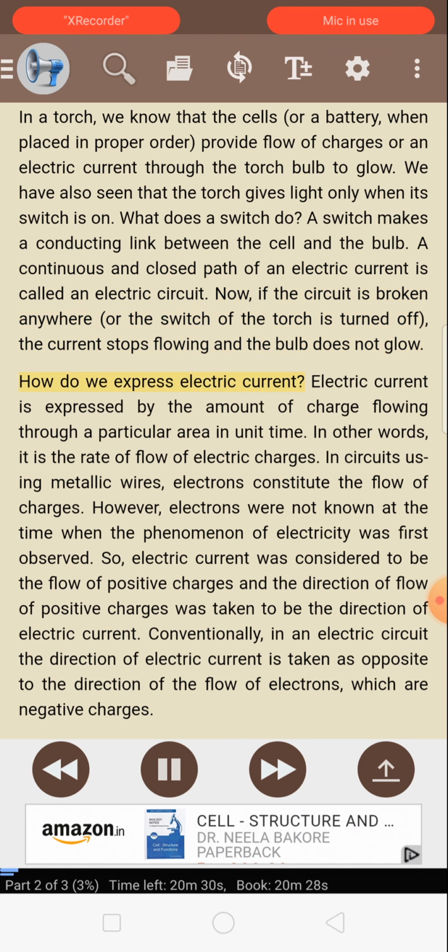How do we express electric current? Electric current is expressed by the amount of charge flowing through a particular area in unit time. In other words, it is the rate of flow of electric charges. In circuits using metallic wires, electrons constitute the flow of charges. However, electrons were not known at the time when the phenomenon of electricity was first observed. So, electric current was considered to be the flow of positive charges, and the direction of flow of positive charges was taken to be the direction of electric current. Conventionally, in an electric circuit, the direction of electric current is taken as opposite to the direction of the flow of electrons, which are negative charges.